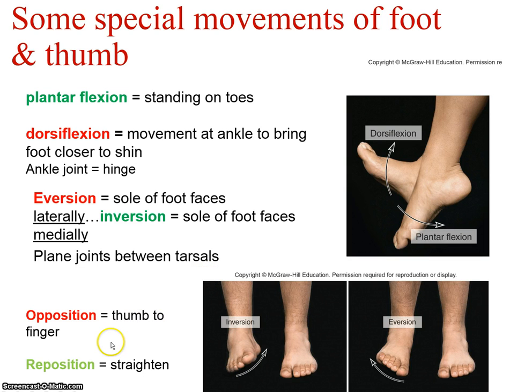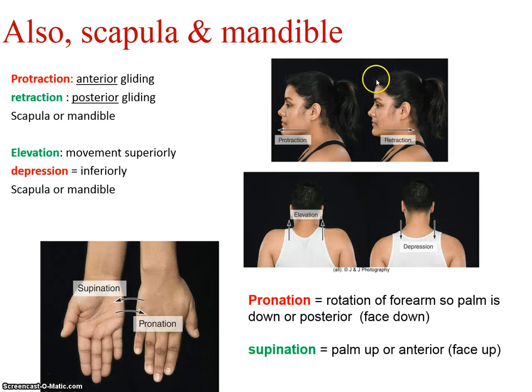Right? And then another special joint here, not of the foot, is that of the thumb, and that's opposition and reposition. So the thumb's ability to make contact with fingers, right, and then move away from them, straighten back out, is called opposition and reposition. All right? The scapula and mandible do some special movements. So protraction and retraction, and this can be scapula or the mandible.